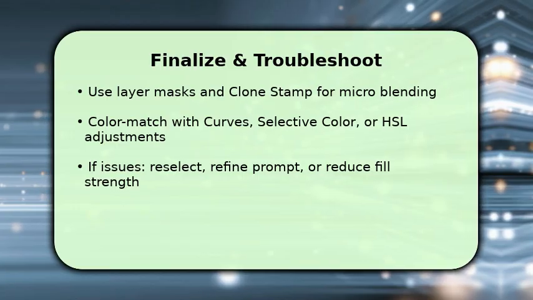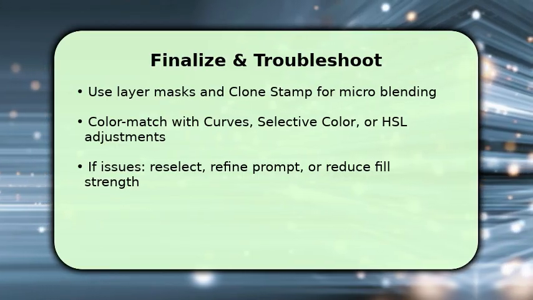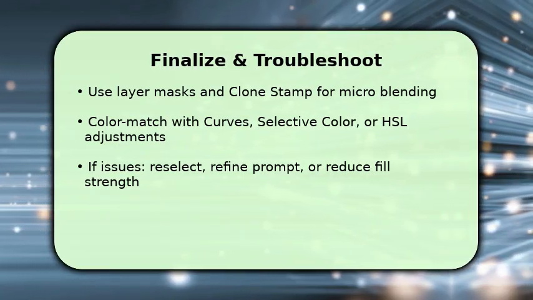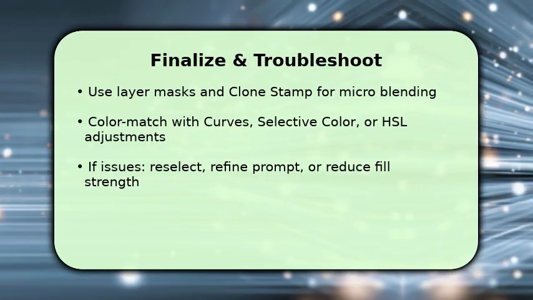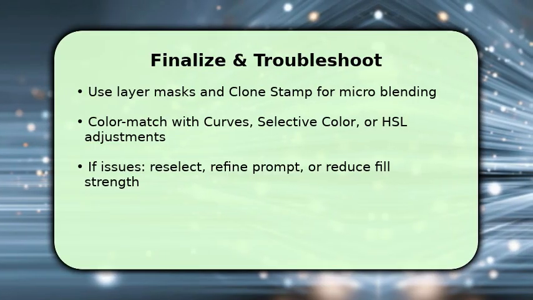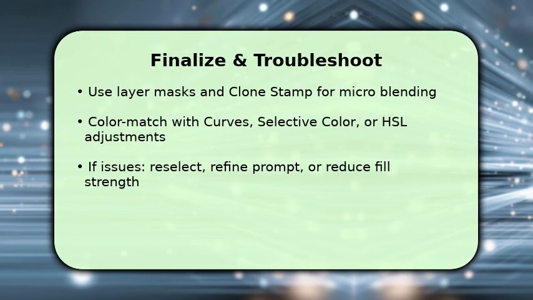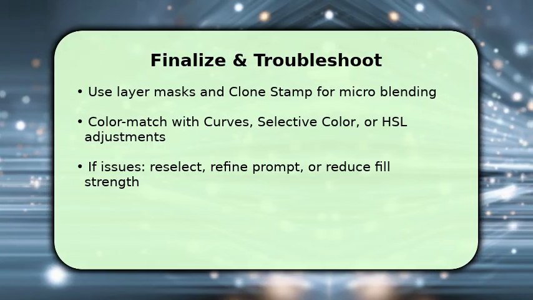Once satisfied, flatten a copy and run a final noise and sharpening pass to unify texture. If the fill looks off, reselect the region, simplify or rephrase the prompt, and lower generation strength. This fixes scale, perspective, and lighting mismatches without losing your progress.